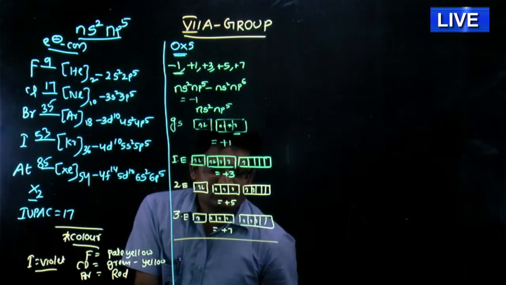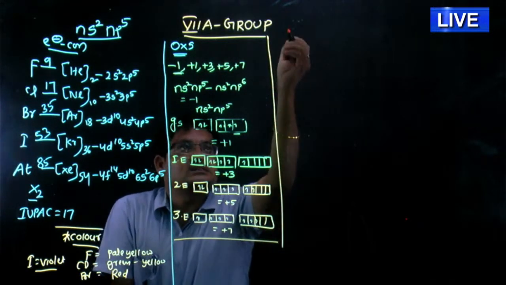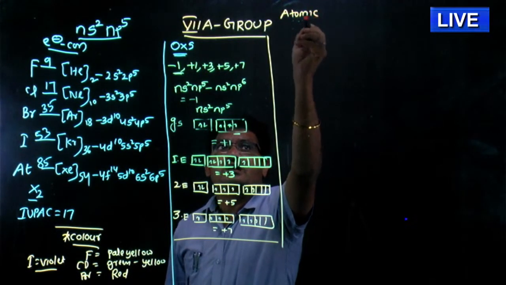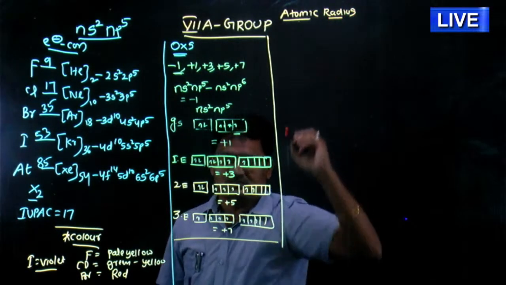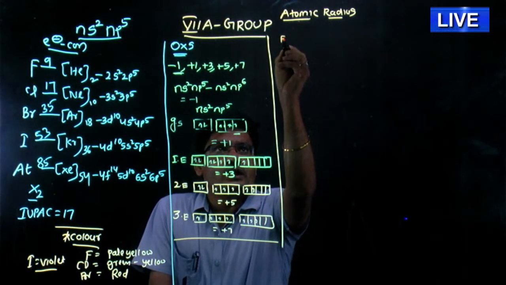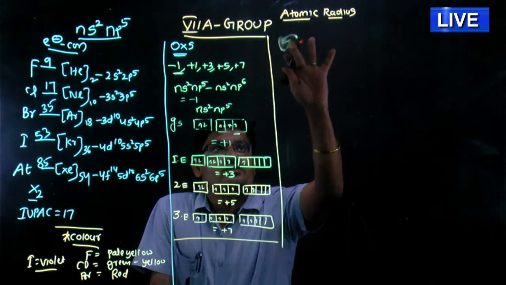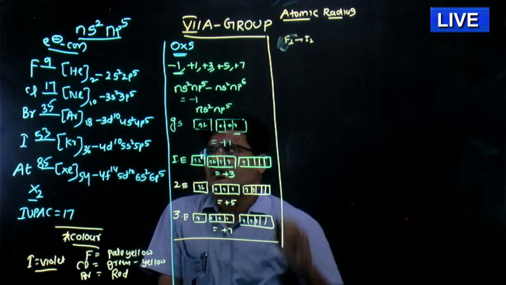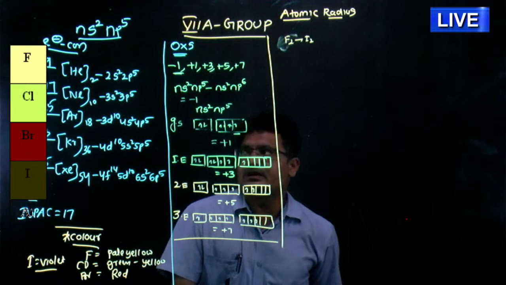The next property is atomic radius. What is the atomic radius? Going from top to bottom, from fluorine to iodine, that means from F2 to I2, the atomic number increases.